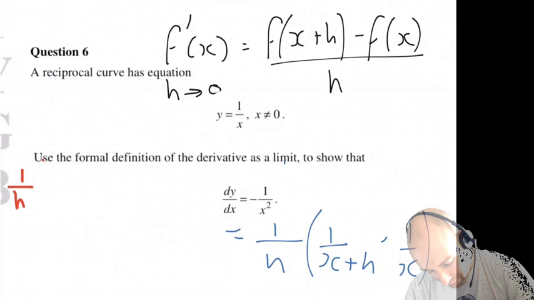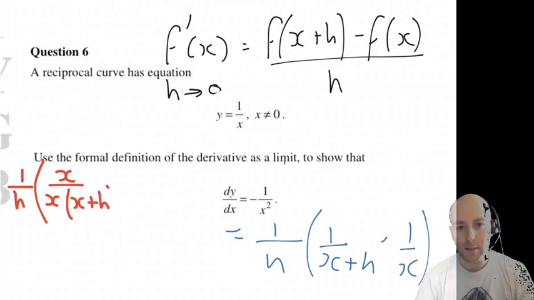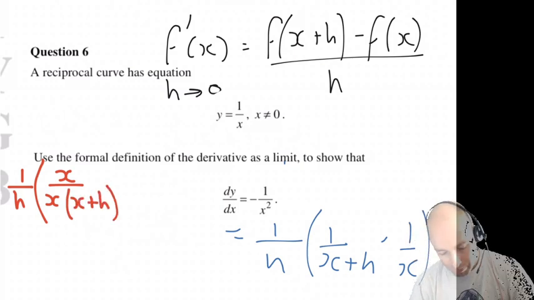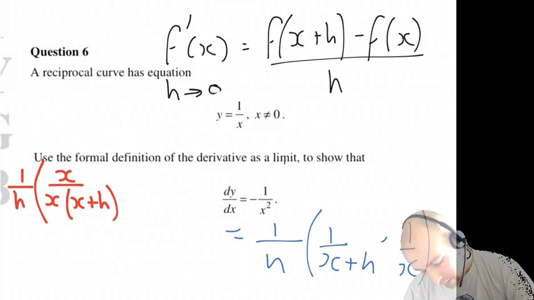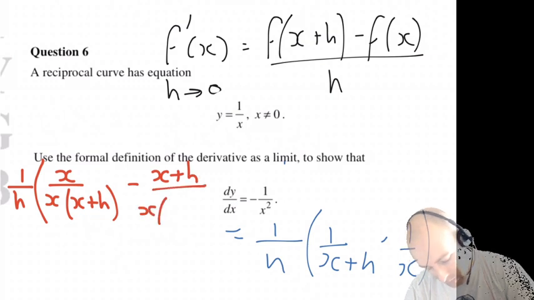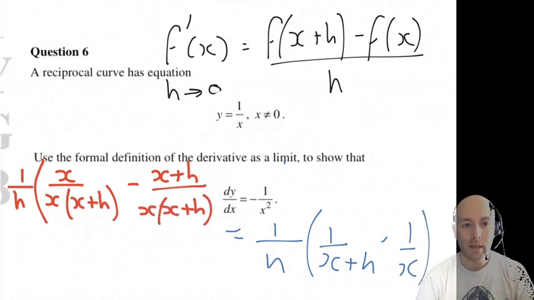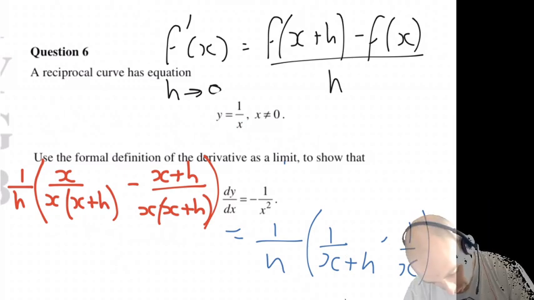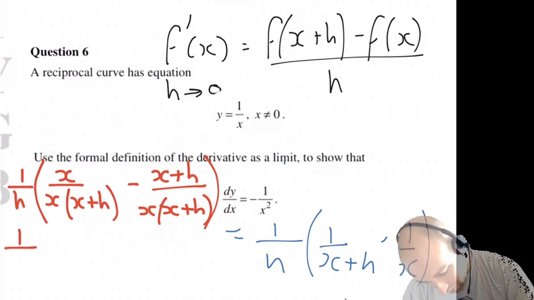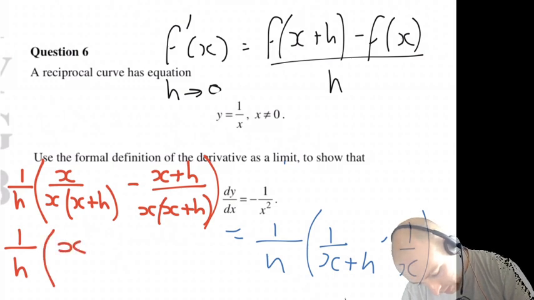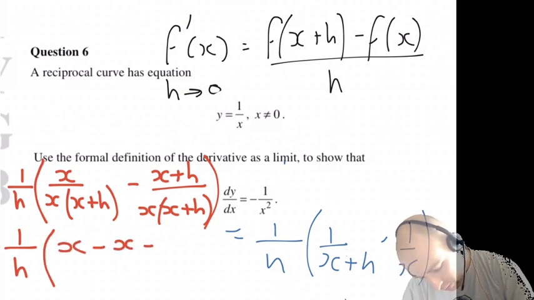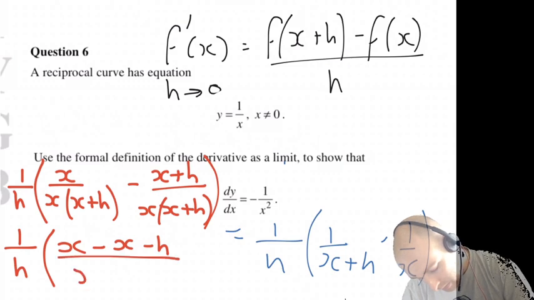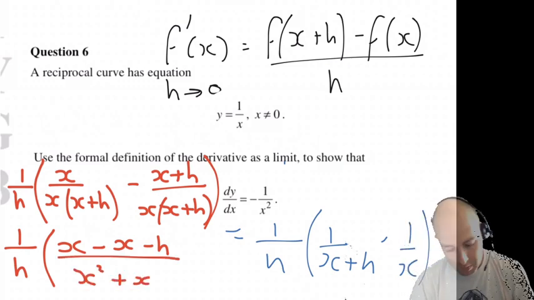So we're going to get x over x bracket x plus h, because my common denominator is going to be x times x plus h. We're going to times both of them together. Subtract x plus h over x bracket x plus h. So let's do the subtraction. So we're going to get 1 over h times x minus x minus h over x squared plus xh, to expand the bottom as well.